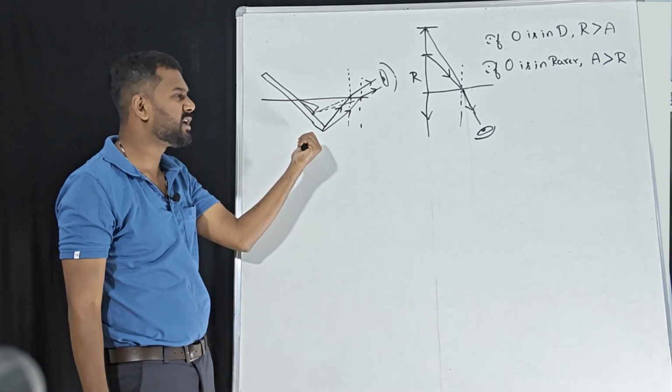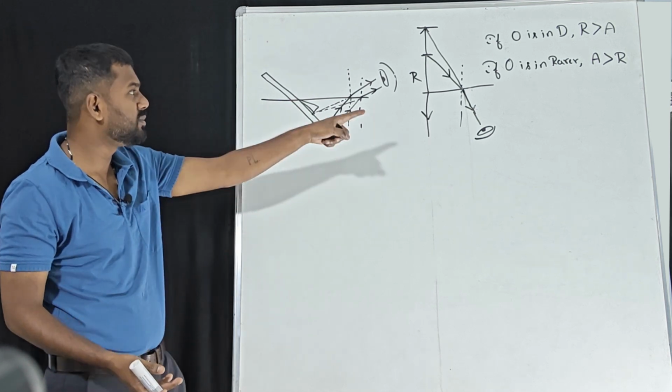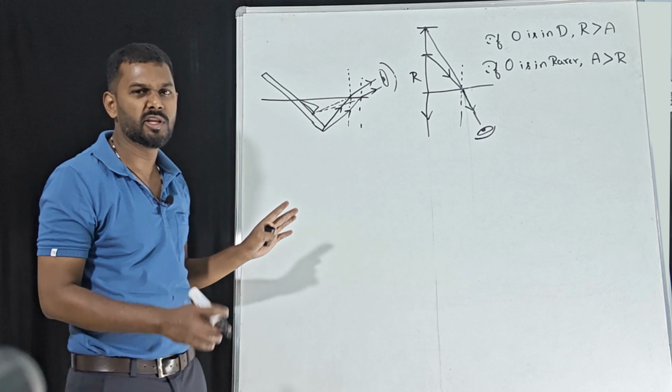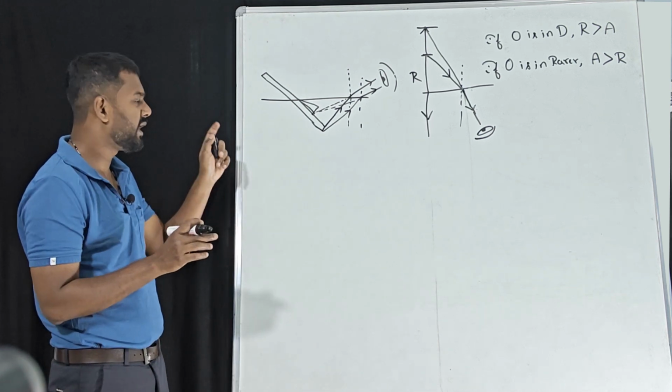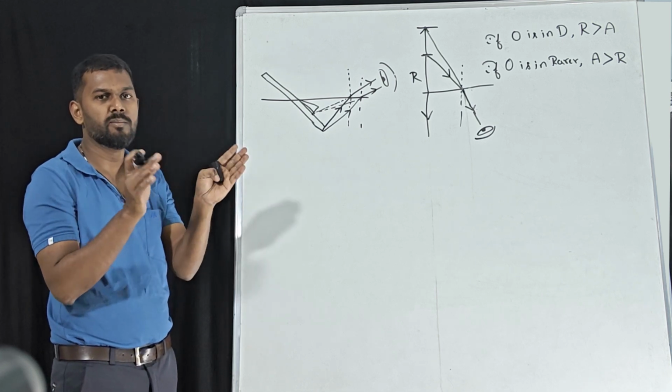So if the object is in a denser medium, real depth is greater than the apparent depth. If the object is in a rarer medium, apparent depth will be greater than the real depth. These two are the concepts. So this is very much important. Drawing the ray diagram, all those things are very important.